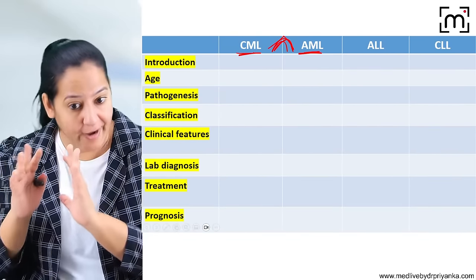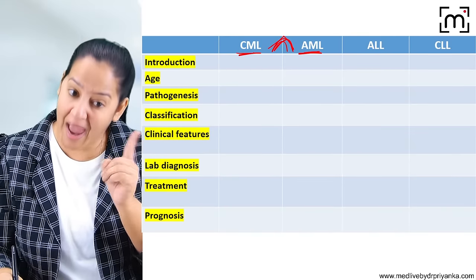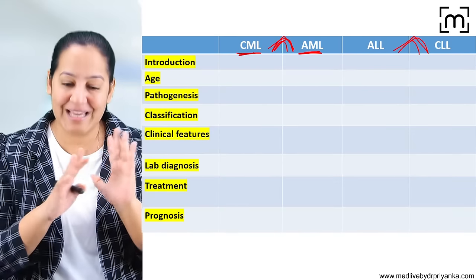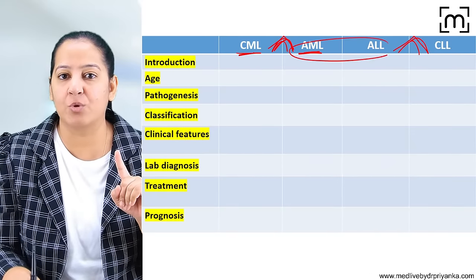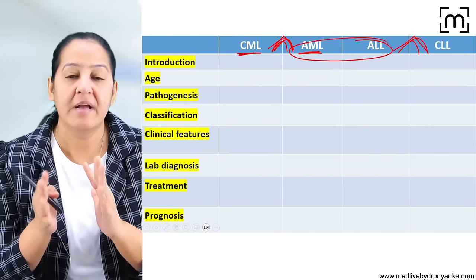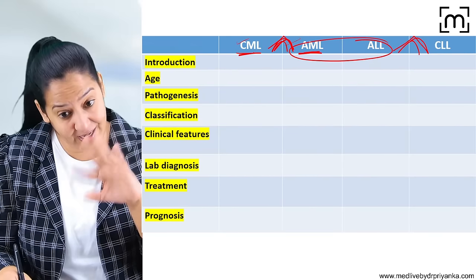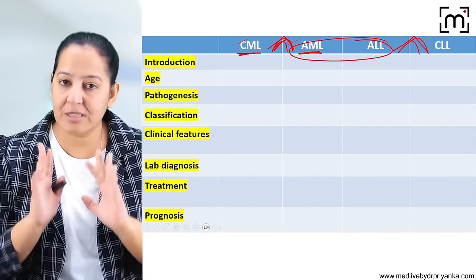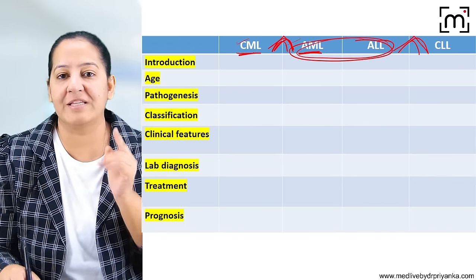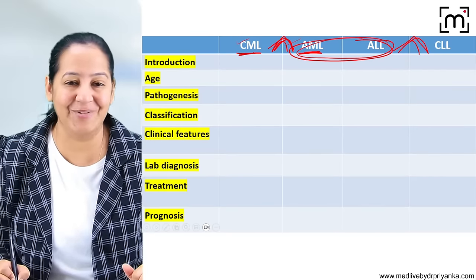Then we will come to the lymphoid ones. In the lymphoid ones, first I will teach you acute and then chronic. The sequence is this because I want to compare the acute versions of the two together. So in the myeloid, first chronic, then acute, and in the lymphoid, first acute, then chronic. I want to compare these two back to back. That's why I'm telling you this sequence.